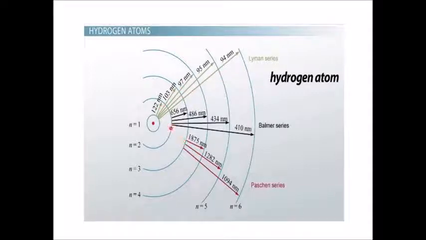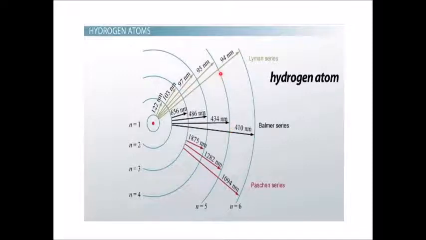Here we can see the Balmer series. In the Balmer series, energy of wavelength from 410 nanometers to 656 nanometers is emitted when the electron jumps back from n equal to 6 to n equal to 2, n equal to 5 to n equal to 2, n equal to 4 to n equal to 2, and n equal to 3 to n equal to 2. This Balmer series of lines is observed in the visible region of the electromagnetic spectrum.